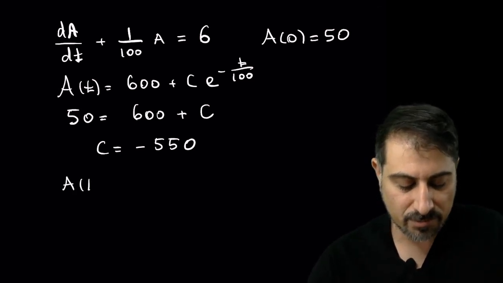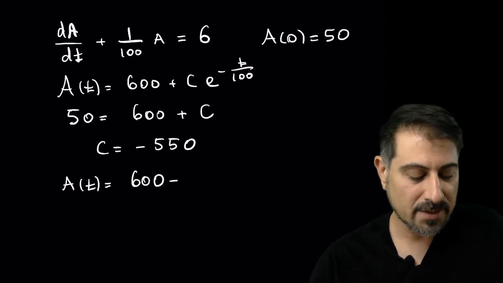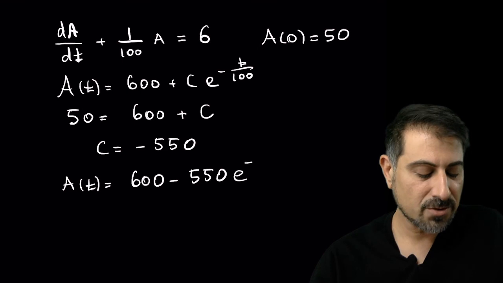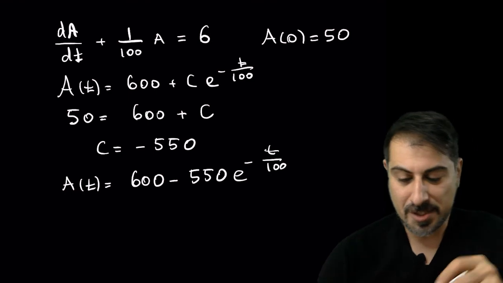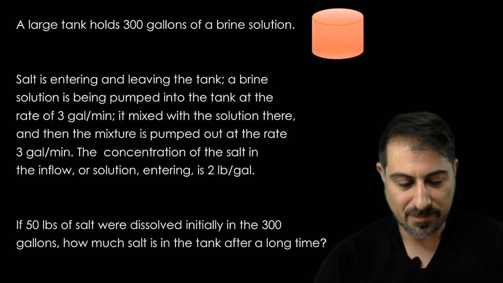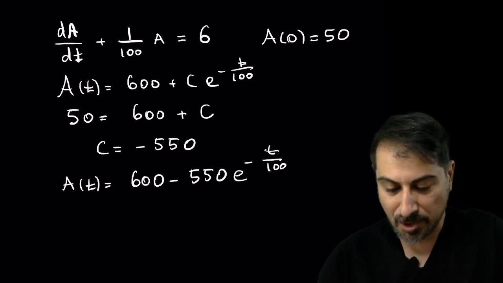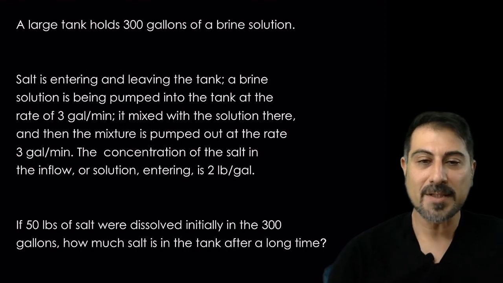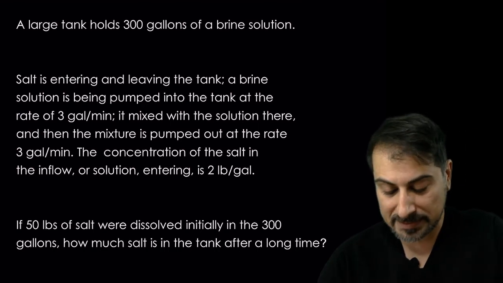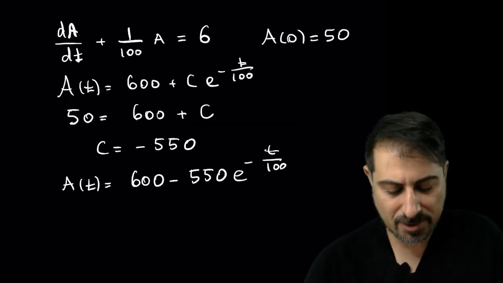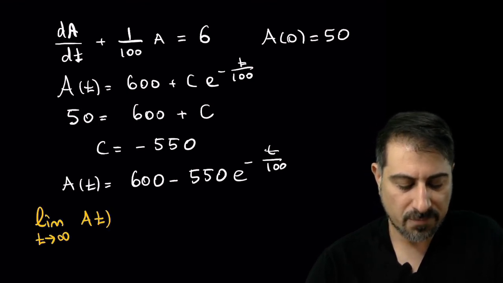So now let's go ahead and write down the full description of the amount of salt in the tank to be 600 minus 550 e to the negative t over 100. Since we have the full description of A of t, we can go back to the third statement of the question, and in fact it was asking how much salt is in the tank after a long time. Well, this is a limit question, so we're going to take the limit as t approaches infinity.